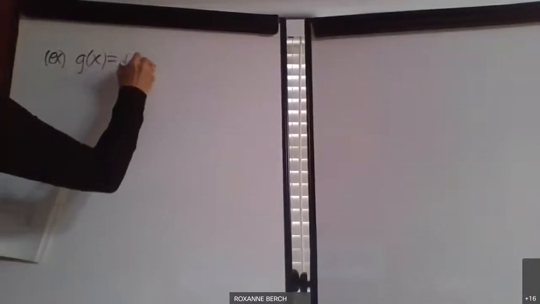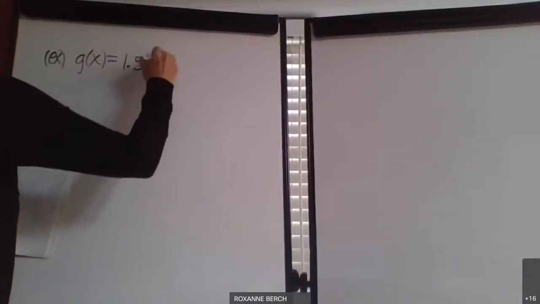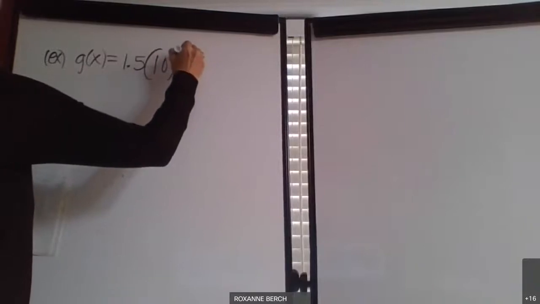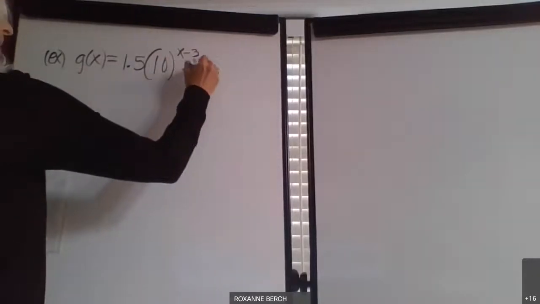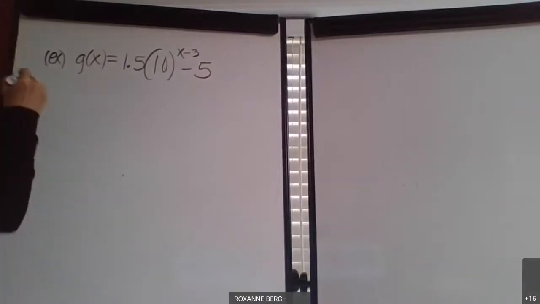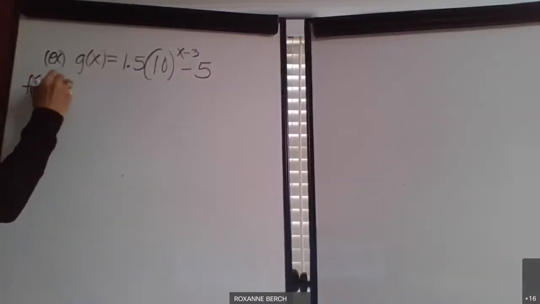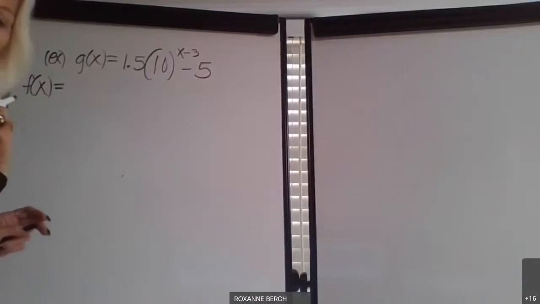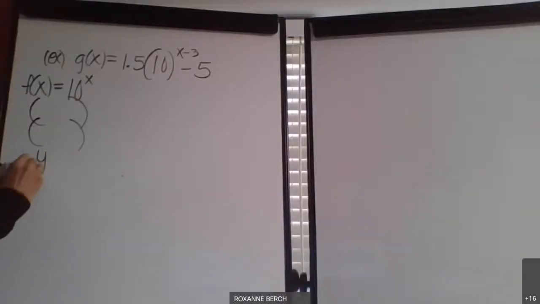All right, this is 1.5 times 10 to the x minus 3, minus 5. First of all, who's the parent? Who is the most basic graph? 10 to the x. Yes, good job. All right, so 10 to the x, and we know that we have a horizontal asymptote at y equals 0.